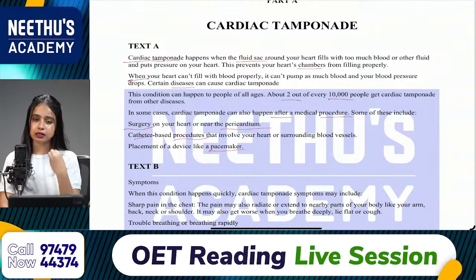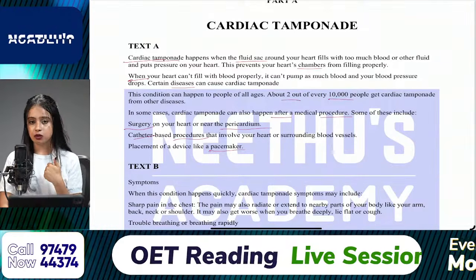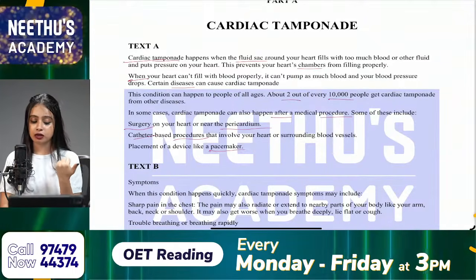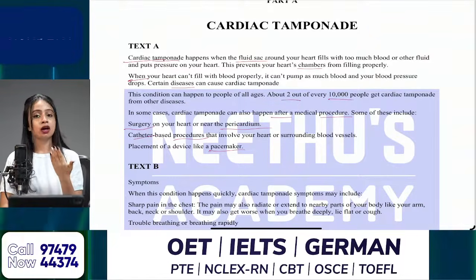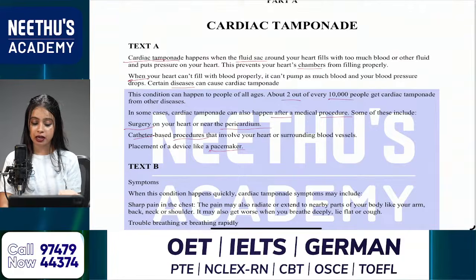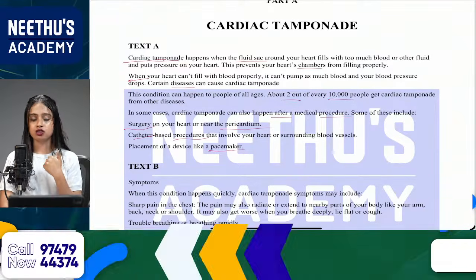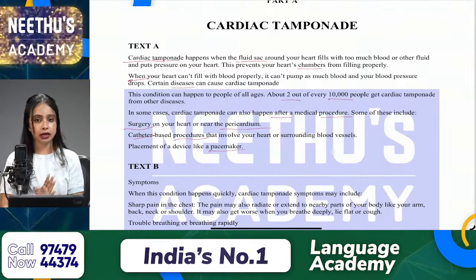Research, as well as what? You can connect with experiment also, disease conditions. Then 2 and 10,000 you can relate with numbers. After, yes, time, procedure, yes, can be connected with experiment, surgery, pericardium, catheter, pacemaker. So these are all my keywords from text A.